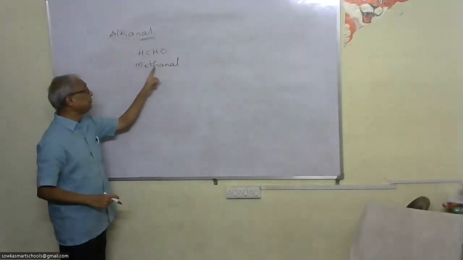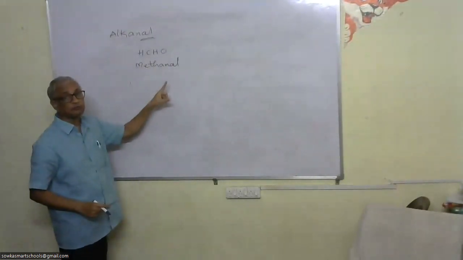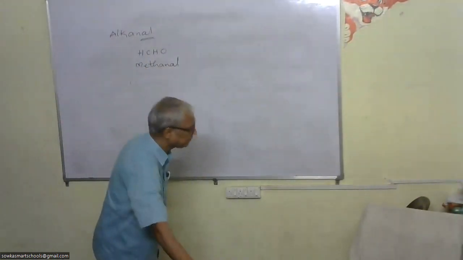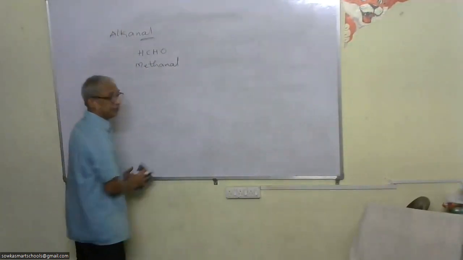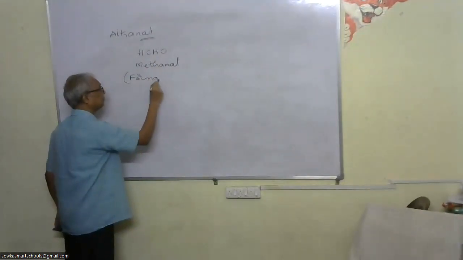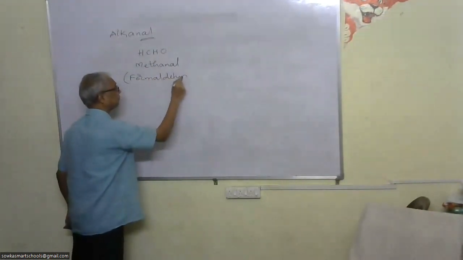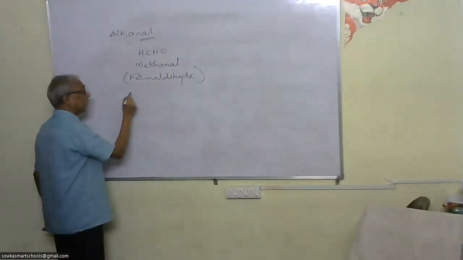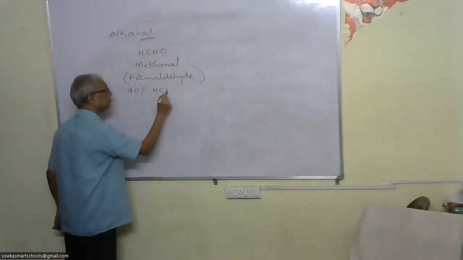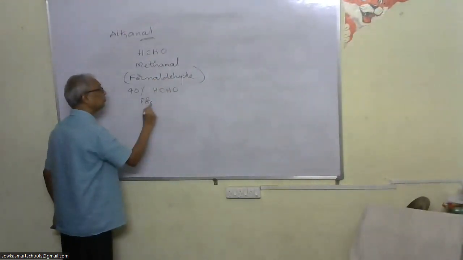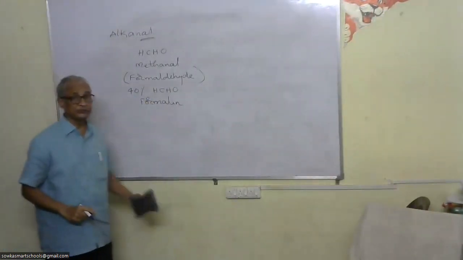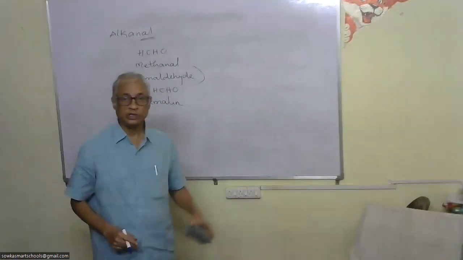And the IUPAC name is methanal. Meth means you know that for carbon number 1, that is the IUPAC name. And its common name is formaldehyde. And 40% formaldehyde is known as formalin, which is used to store the dead bodies in laboratories. So that is an important compound.